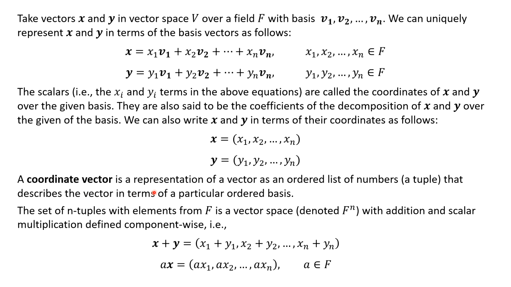A coordinate vector is a representation of a vector as an ordered list of numbers that describes a vector in terms of a particular ordered basis. We also have that the set of n-tuples, for example these here, with elements from F is a vector space denoted F^n, with addition and scalar multiplication defined as you might suspect, just pointwise addition and then scalar multiplication. You just multiply the scalar times each term.